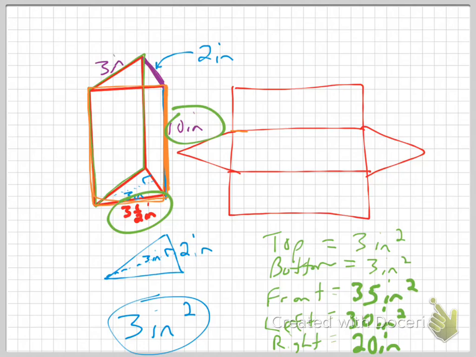What do I do with all this information? Add it all up. 20, 30, and 35, so 65. 85 plus 6 is 91 squared inches. That would be our total. Does that make sense?